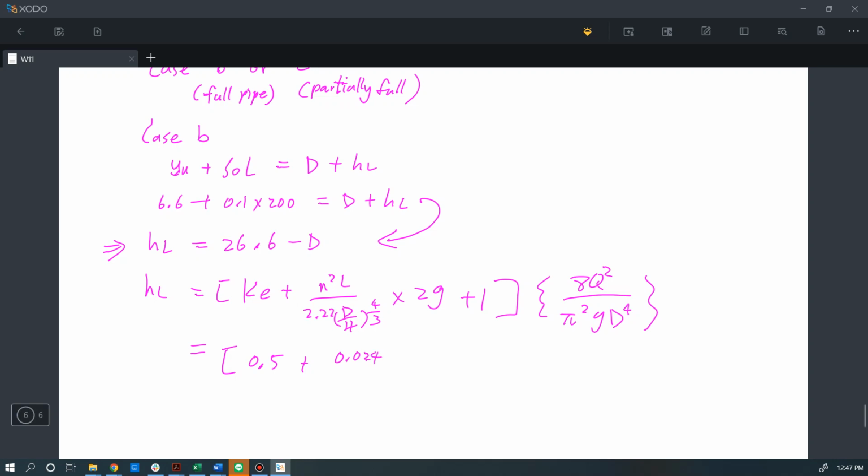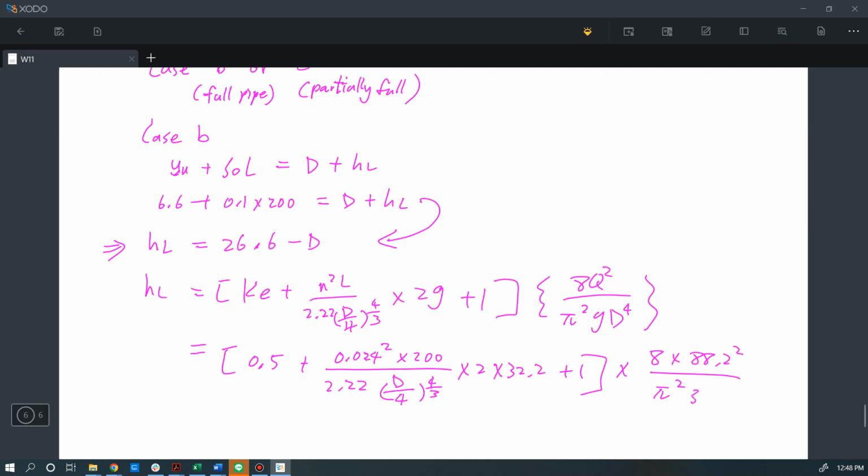plus 0.024, which is the Manning's coefficient, squared, times the length, which is 200 feet, divided by 2.22 D to the power of 4/3, plus 1, times 8, and we know the flow rate is equal to 88.2 squared divided by pi squared, g is equal to 32.2, times D to the power of 4.